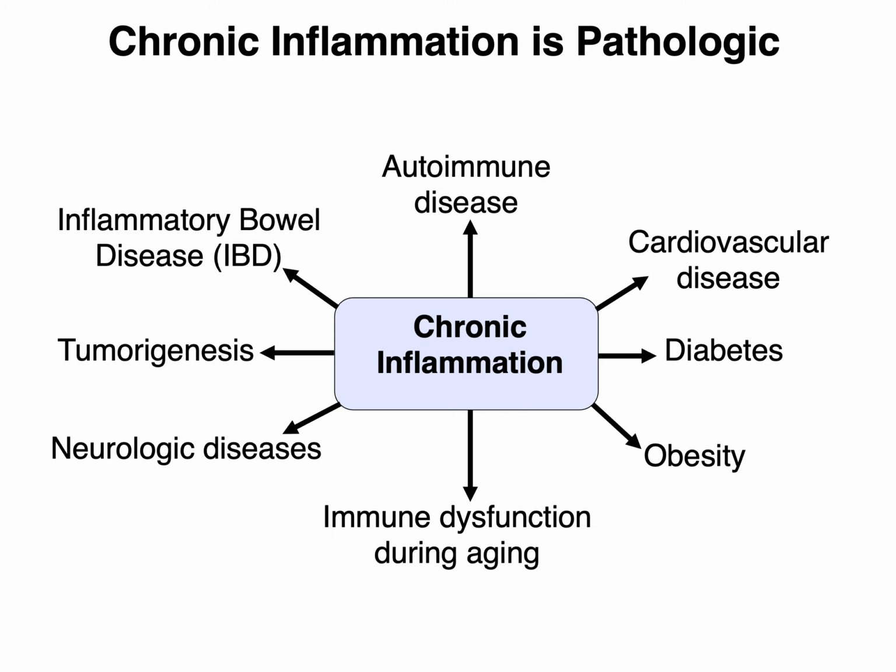Chronic inflammation can be pathologic, not just in response to an infection, but in a variety of settings. And really, regardless of the specialty that you choose for your medical career, you will be dealing with the effects of chronic inflammation. Chronic inflammation can be found in many autoimmune diseases, inflammatory bowel disease, during tumor growth, during many neurologic diseases, cardiovascular disease, diabetes, obesity, and can induce immune dysfunction during aging. And so there's a huge area of research and a lot of interest in trying to understand how chronic inflammation induces pathology in all of these disease settings to determine whether it can be a target for therapy.